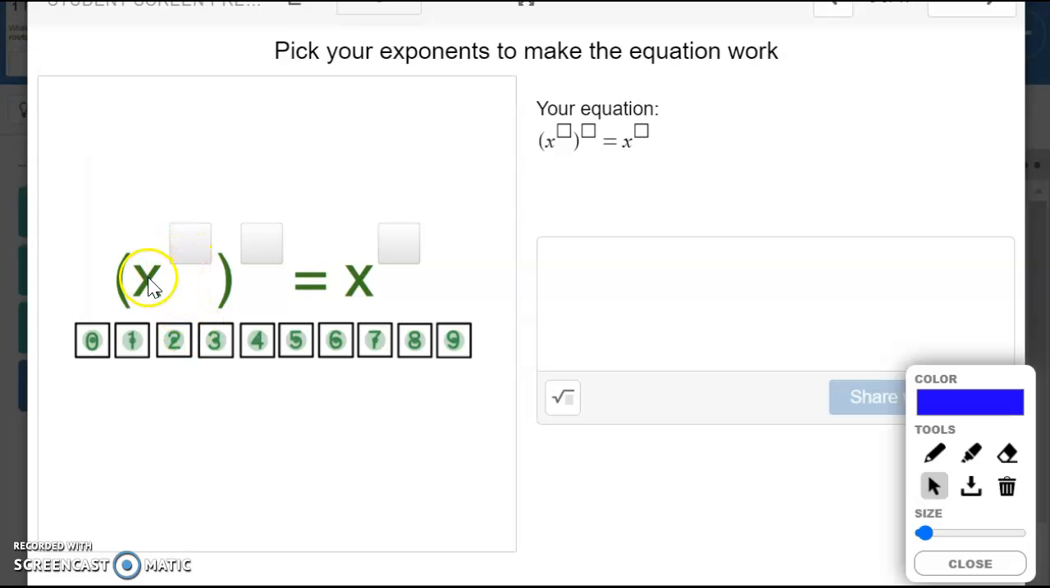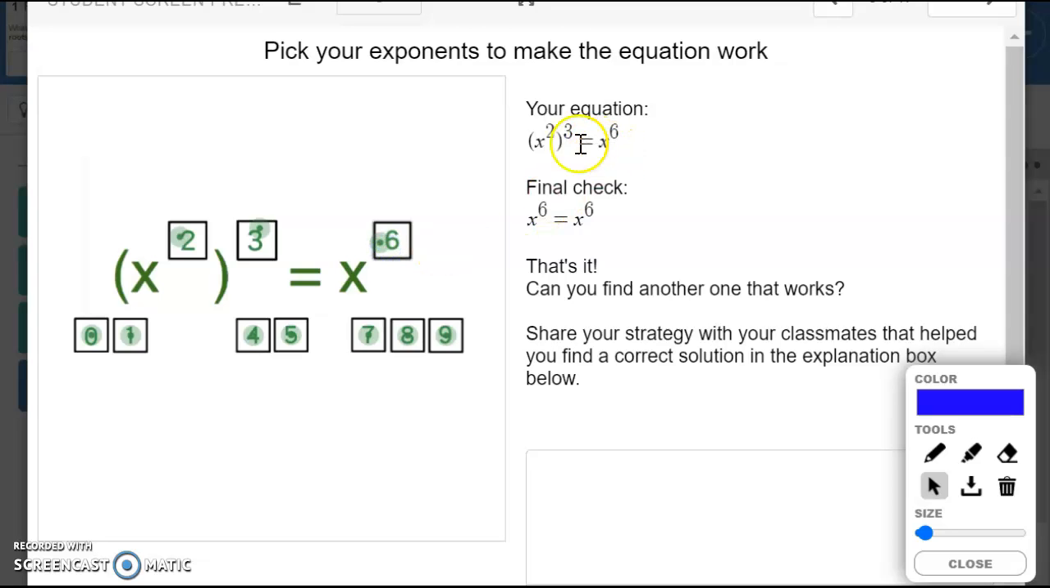If I have, say, x squared, you get to choose your exponent. If I have x squared all raised to the power of 3, I know that this is going to be 2 times 3, so this is going to be 6. And when I do that, my equation is saying x squared all raised to the power of 3 is the same as x to the power of 6. Final check, the left hand side is x to the power of 6. And that's it. You can find another one that works. Share your strategy with classmates that helped you find the correct solution in the explanation box below.